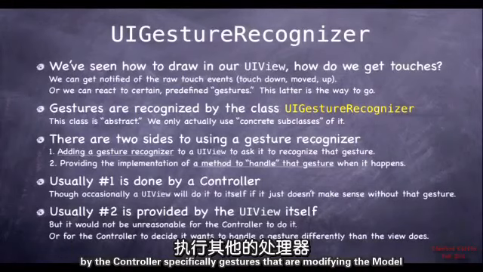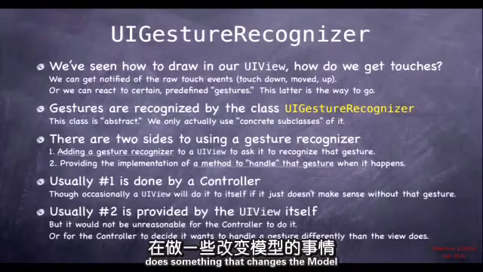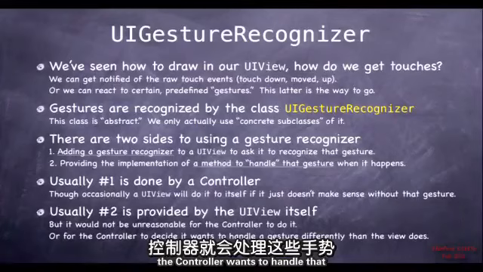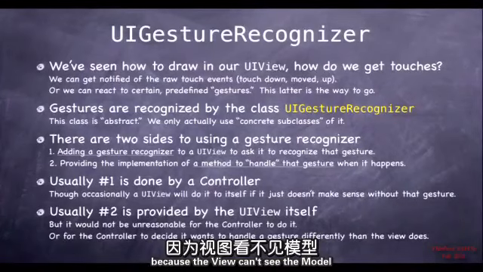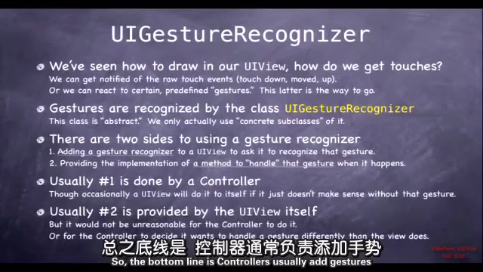Now, other handlers for some gestures might be implemented by the controller. Specifically, gestures that are modifying the model. Right? If you have a gesture that does something that changes the model, the controller wants to handle that because the view can't see the model. Do you see why that is? So bottom line is controllers usually add gestures.